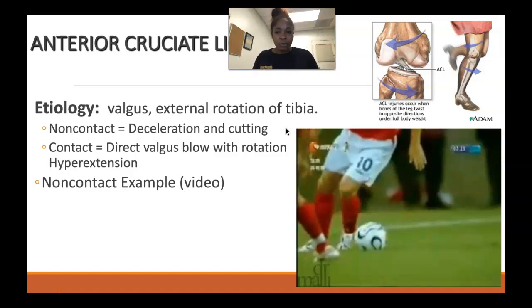But most often when we're thinking ACL mechanisms, what we're really saying is that the ACL typically happened as a result of the valgus external rotation moment, right? The question just becomes, did someone cause it, or was it as a result of the way that I landed or twisted or rotated, right? Okay. So let's take a look at a non-contact example.